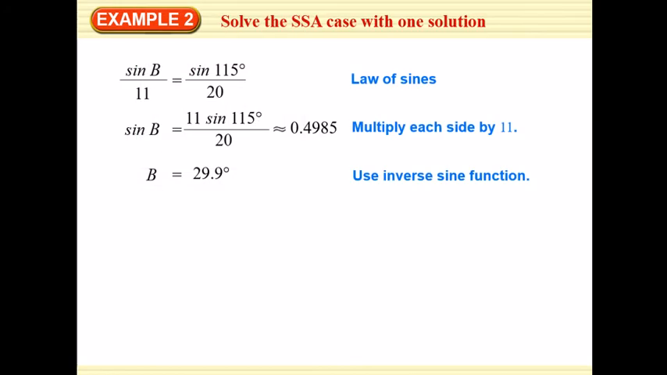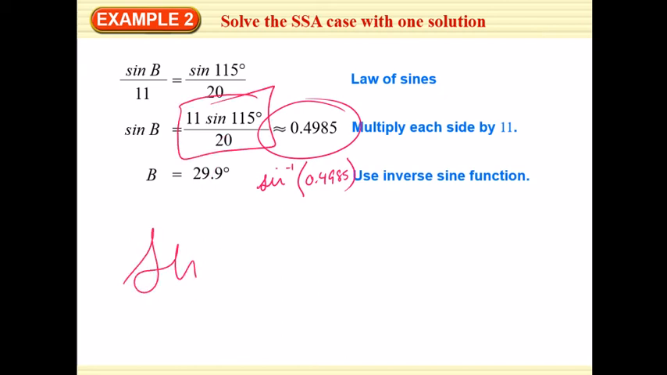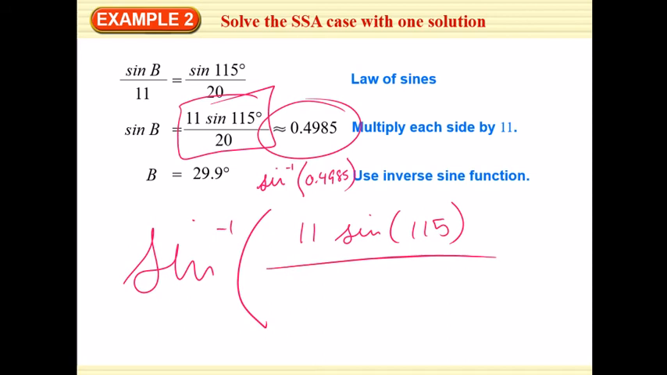So they take the sine inverse. What they don't write out for you is the sine inverse of 0.4985. Now, if you were to do this all in one step, taking this boxed answer, you could type in the sine inverse of 11 times the sine of 115, divided by 20. And that should give you pretty much the exact same 29.9 if you rounded.